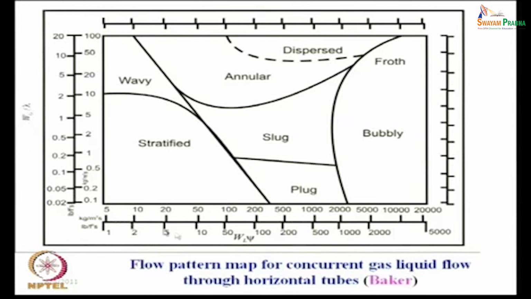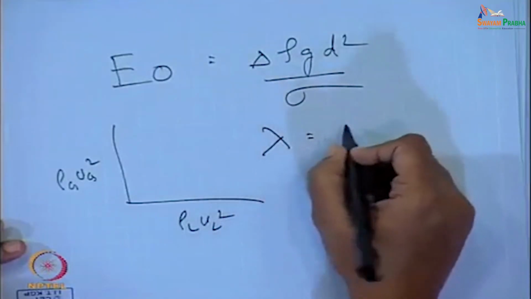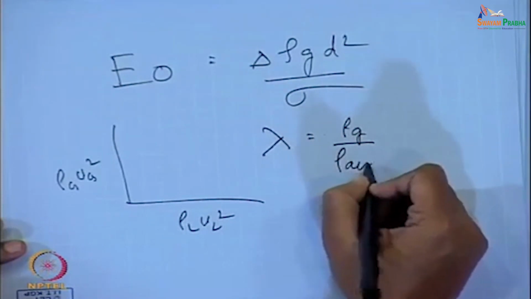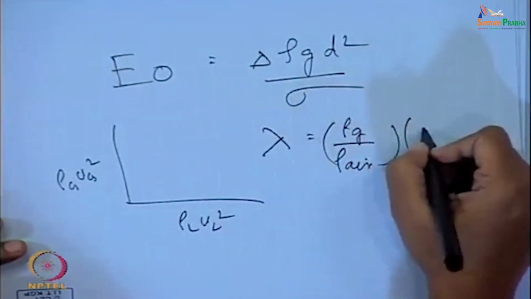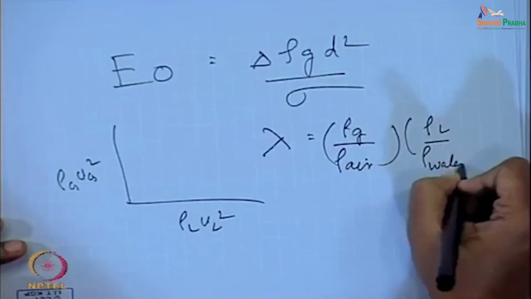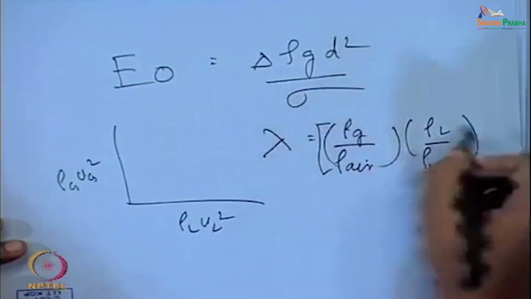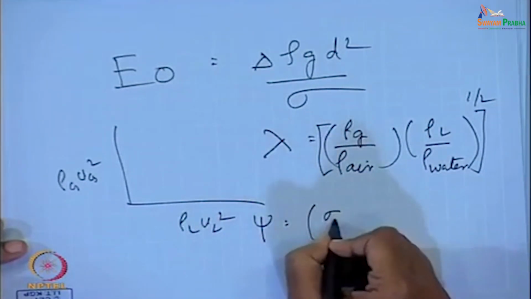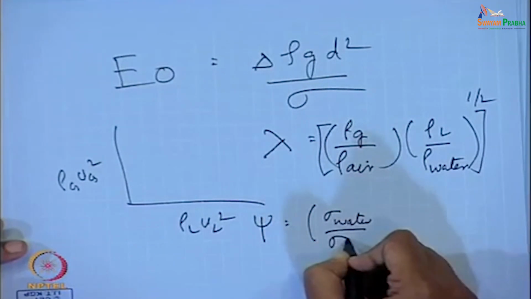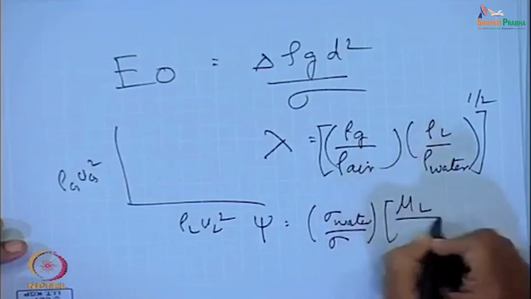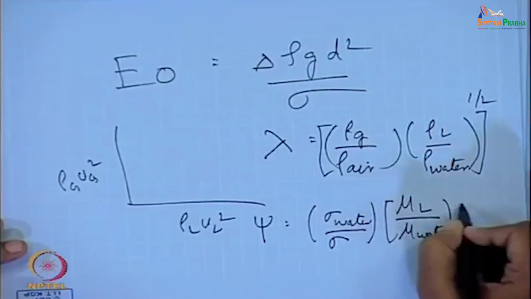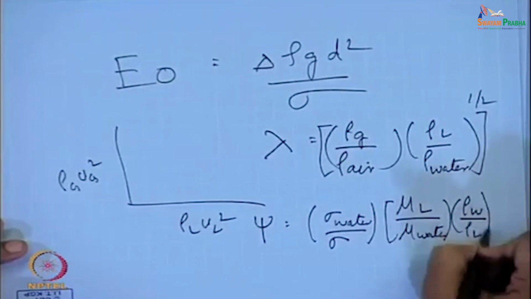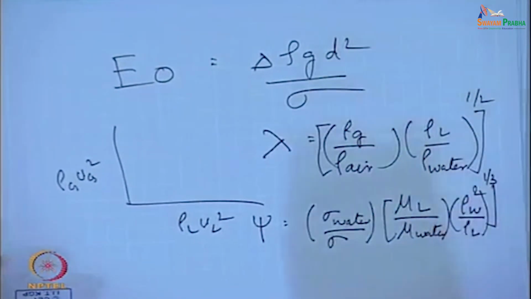Similarly, for the horizontal flow cases, the Baker map that has been given uses W g by lambda and W L psi, where lambda and psi are just ratios of properties. Lambda is given as rho g by rho air, whole to the power half, times rho liquid by rho water. You will get this in any standard textbook, it is not very important. And psi is equal to sigma water by sigma of the liquid that you are using, times mu liquid by mu water, times rho water by rho liquid whole squared, whole to the power 1/3.